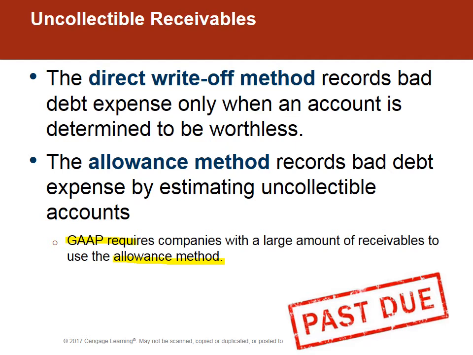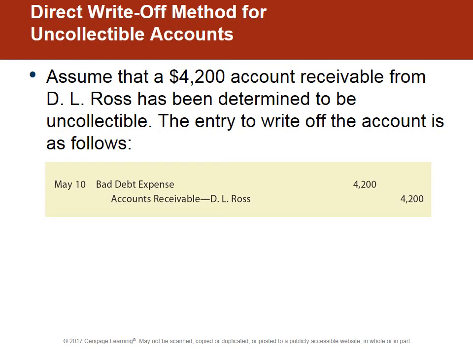So the allowance method says that the business has to estimate the uncollectible accounts, the bad debts, the doubtful accounts. They have to do an estimate. And this is required by companies that have large amounts of receivables, and they have to use this method. So let's take the easier one for this part first.